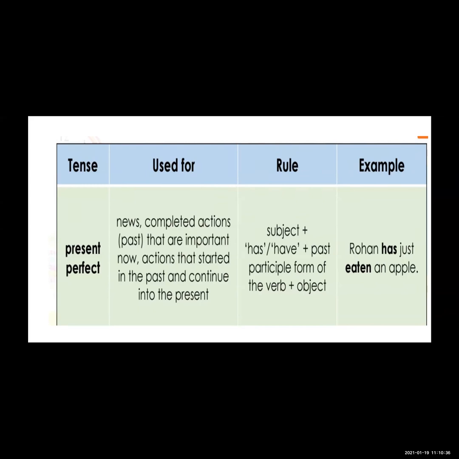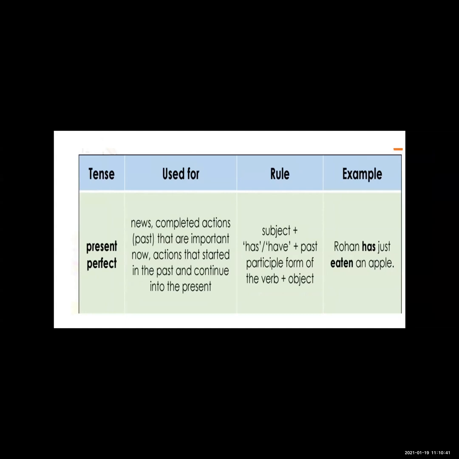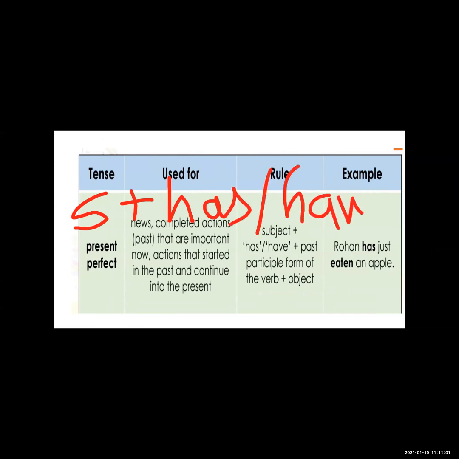Now see what the formula of the present perfect tense is. The formula is: subject, which means any singular name, any plural name, or a pronoun like he, she, it, I, we, you, they, plus has or have, plus the third form of the verb, meaning the past participle form, plus object. So this is the formula of the present perfect tense.